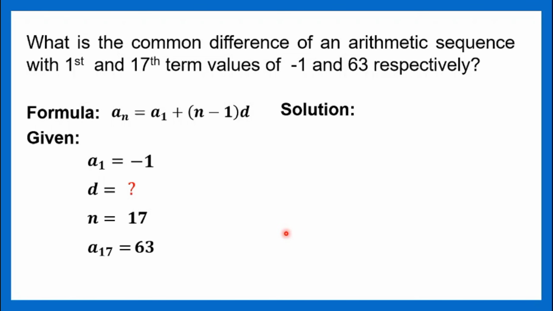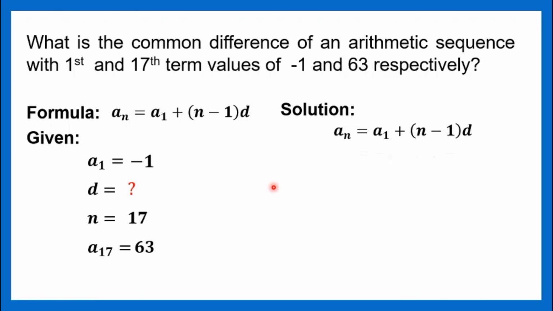So, sa solution, kopyahin mo na ulit si formula. a sub n is equal to a sub 1 plus the quantity of n minus 1 times d. And after that, substitute all the given dito sa formula na meron tayo. And be careful again sa pag-substitute. Si a sub n ay 63, si a sub 1 dapat maging -1, si n dapat maging 17, si d as is, kasi siya ang hinahanap natin.